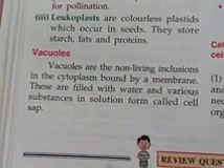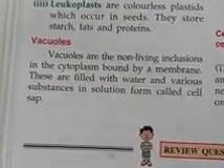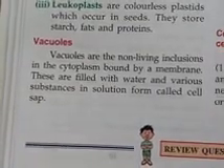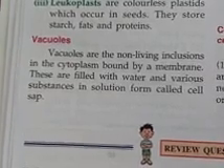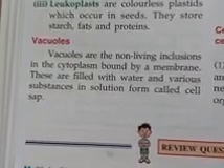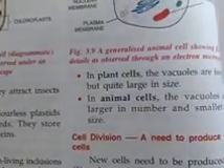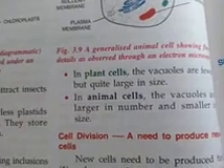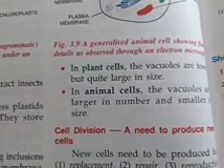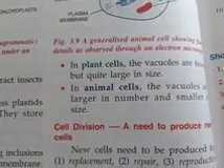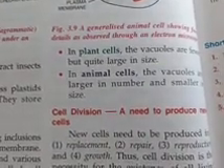Next we come to another structure, the vacuoles. These are non-living parts present in the cytoplasm. It is bound by a membrane and filled with cell sap. In plant cells, the vacuoles are few and bigger in size. In animal cells, the vacuoles are small and more in number.